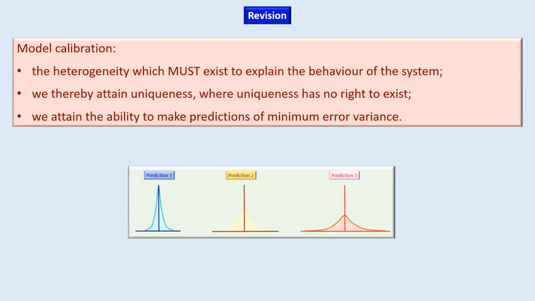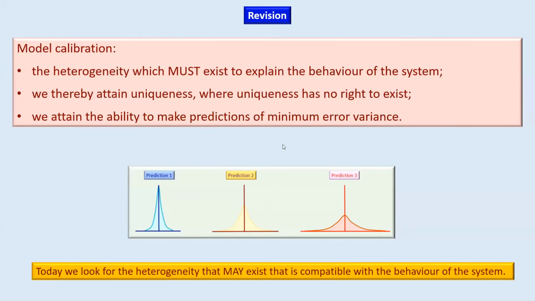And those conditions are that we have an ability to make predictions whose potential for wrongness is minimized. Now, that doesn't mean that potential for wrongness can't be high. It's just that that potential is symmetrical with respect to our predictions. If we do everything right when we calibrate, seeking uniqueness in this very special way, we're able to populate a model parameters with the heterogeneity that must exist to explain the historical behavior of the system.